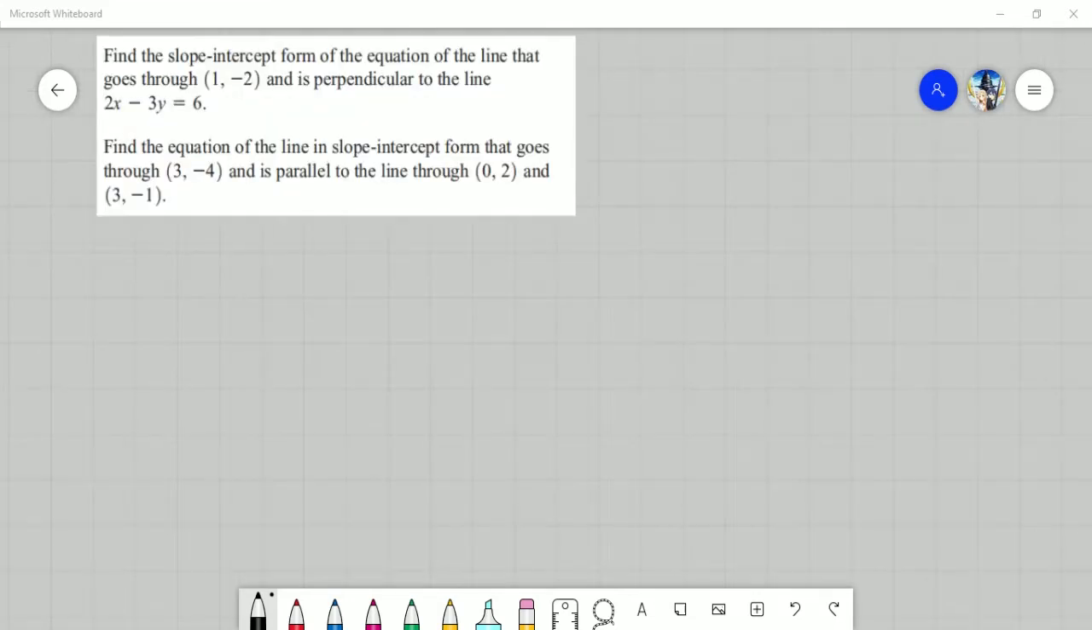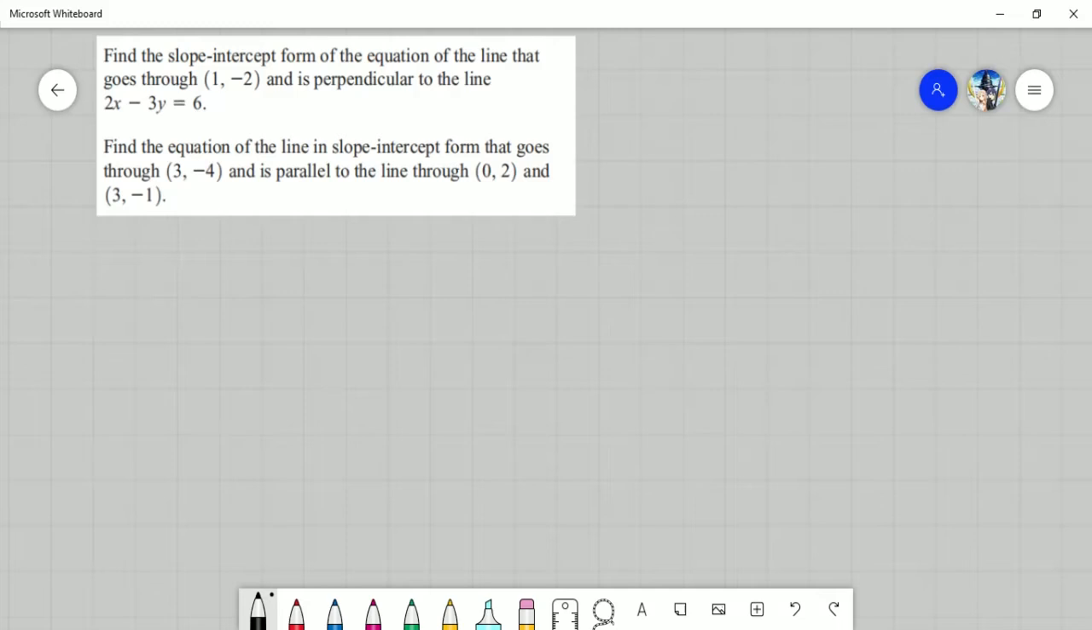Okay, so now find the equation of a line in slope intercept form that goes through the point (3, -4) and is parallel to the line that goes through the 2 points (0, 2) and (3, -1). This one is about the same amount of work we did for the previous one. So let's just go ahead and get started.